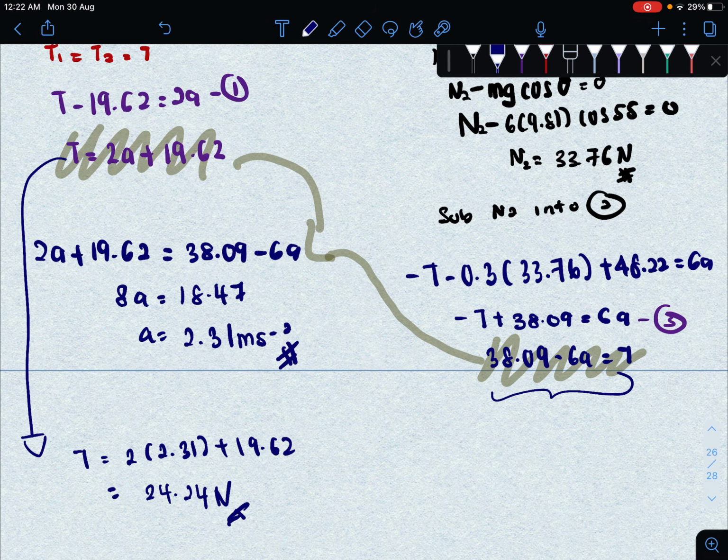Kalau nak substitute dalam ini sekalipun tak ada masalah. 38.09 tolak 6 times acceleration adalah 2.31 sama dengan T. So your T is going to become 38.09 minus 6 times 2.31. Awak akan dapat 24.23. Beza 0.01 saja. They are still having the same tension here. Alright.